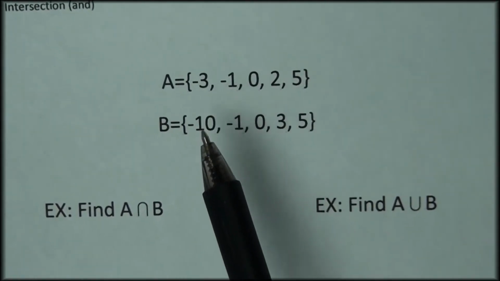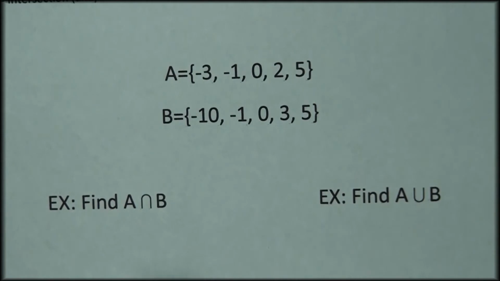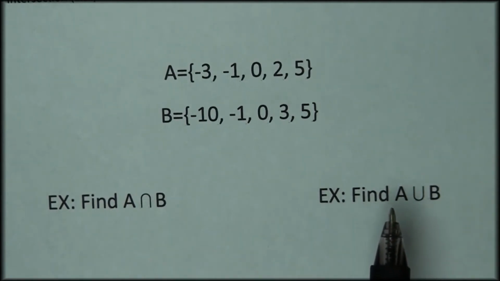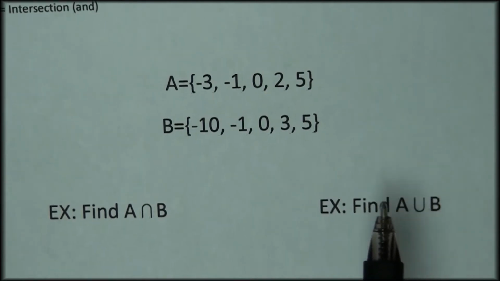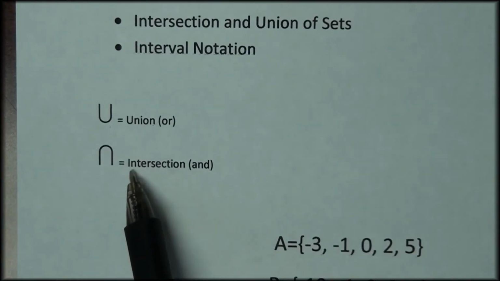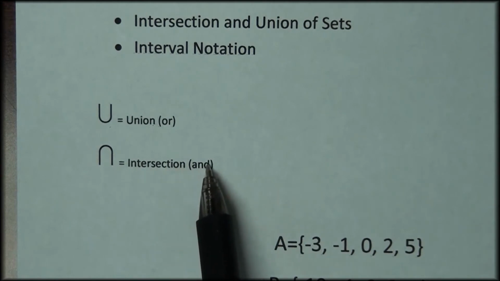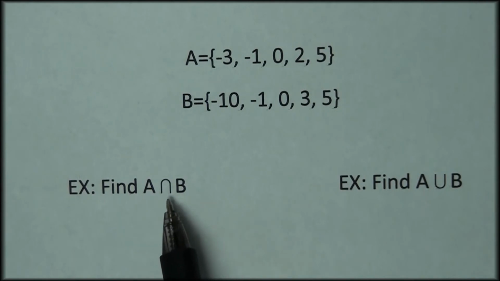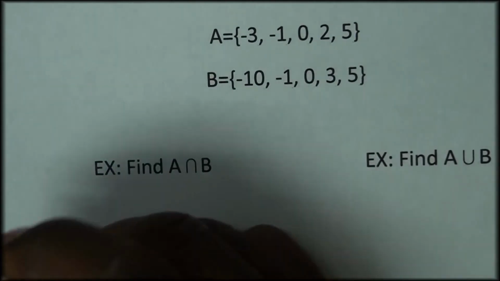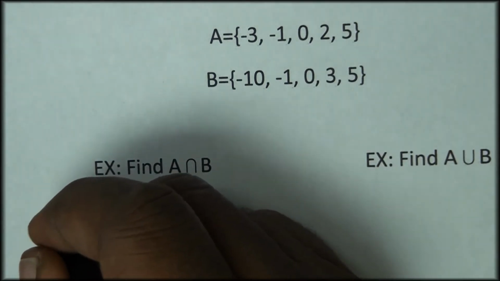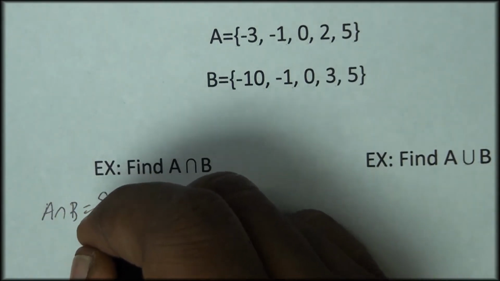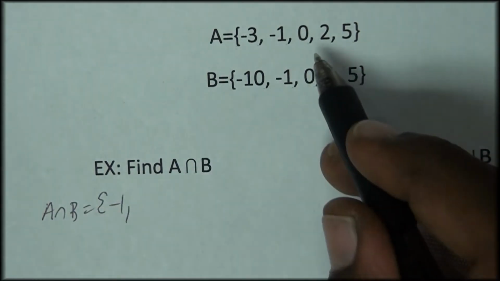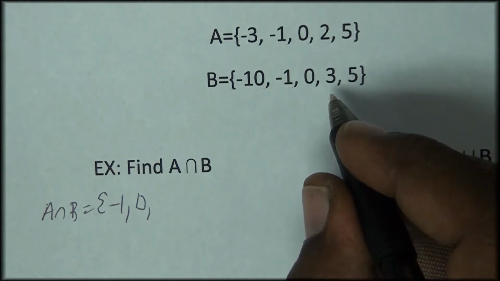In this example, we have two sets, set A and B. We're asked to find A intersect B, and we're also asked to find A union B. From our given definitions, the intersection is AND, so we want all of the elements that are in both set A and set B. So for our set A intersect B, we have the elements -1, 0, and 5.